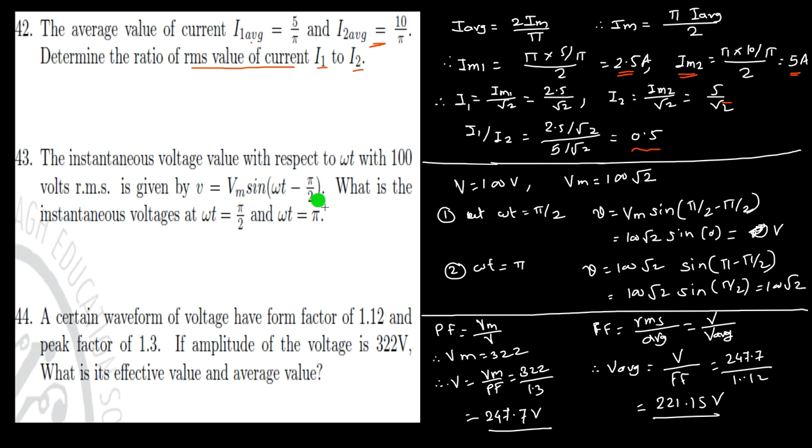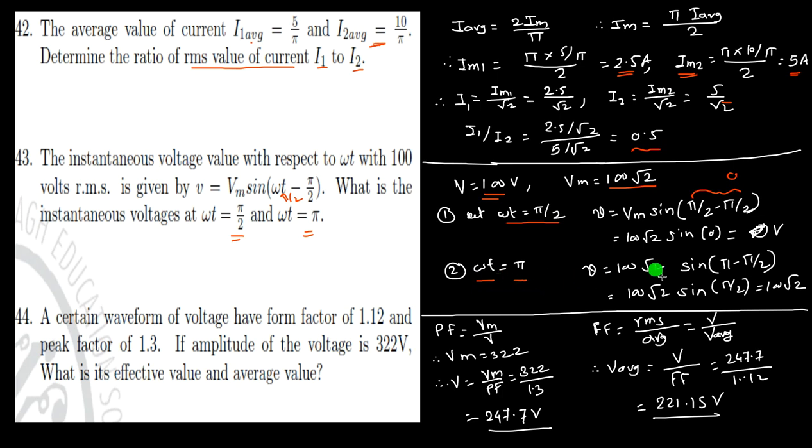The instantaneous voltage with respect to omega t with 100 volt RMS is given by V equal to Vm sin of omega t minus pi by 2. What is the instantaneous voltage at pi by 2 and pi? So the RMS value is given as 100, so its maximum value is 100 root 2. At omega t equal to pi by 2, substitute, and this quantity reduces to 0. So sine of 0 is 0, so you get the value 0.